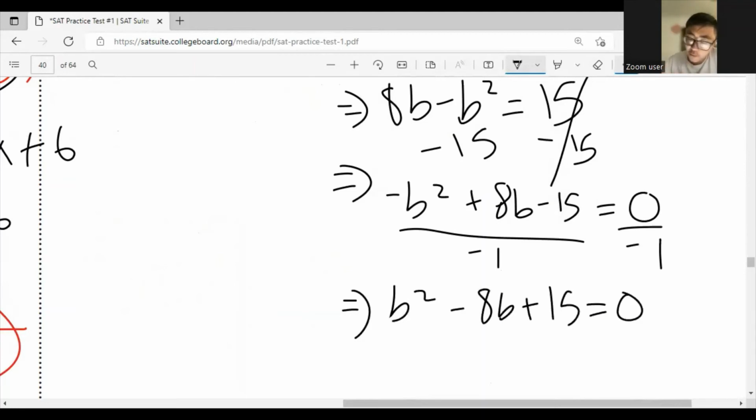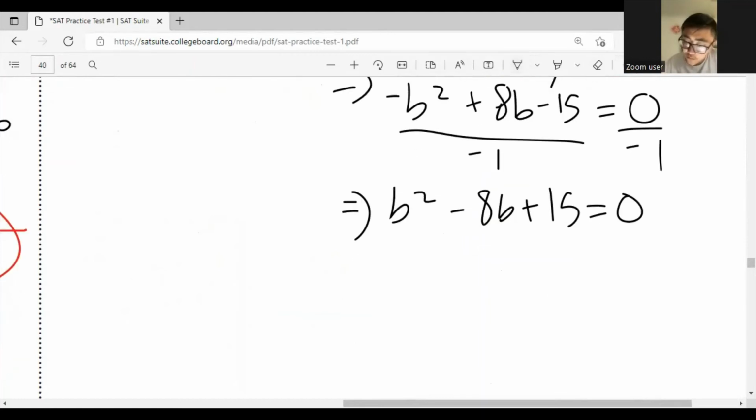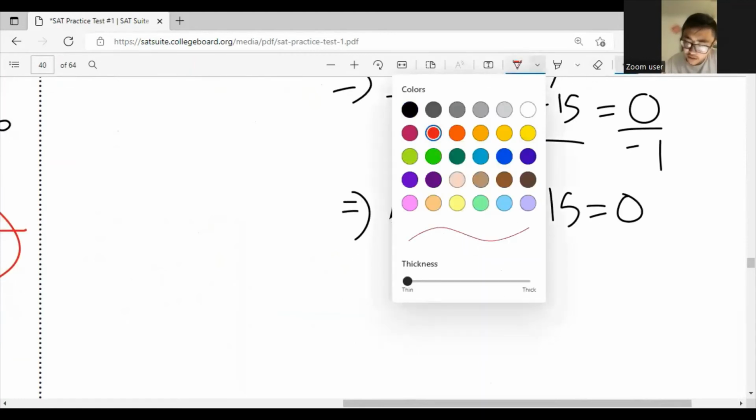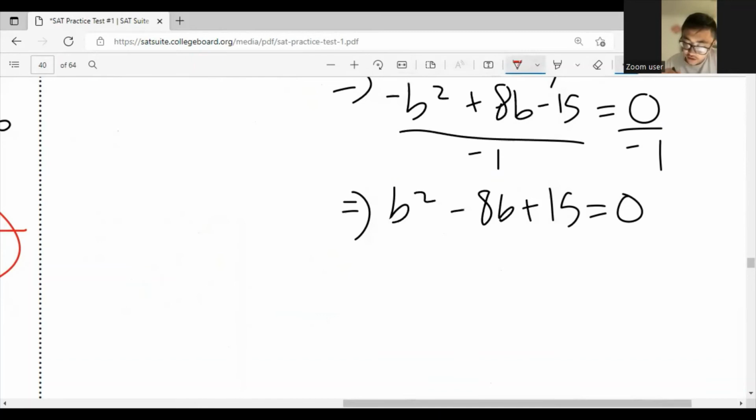And I think when I FOIL this, FOIL it however you want, or sorry, factor it, you're going to get b minus 5 and b minus 3.